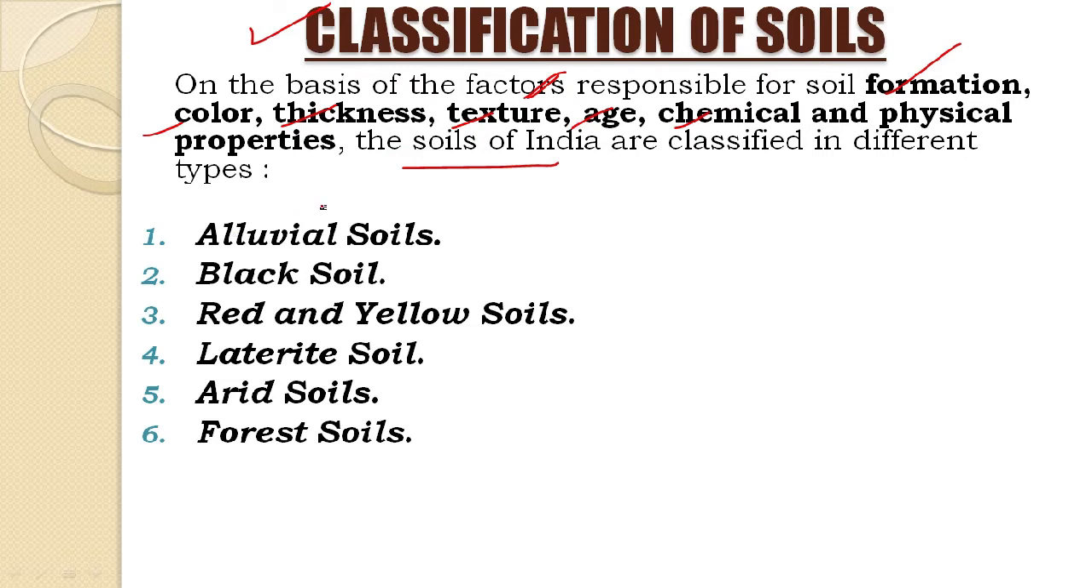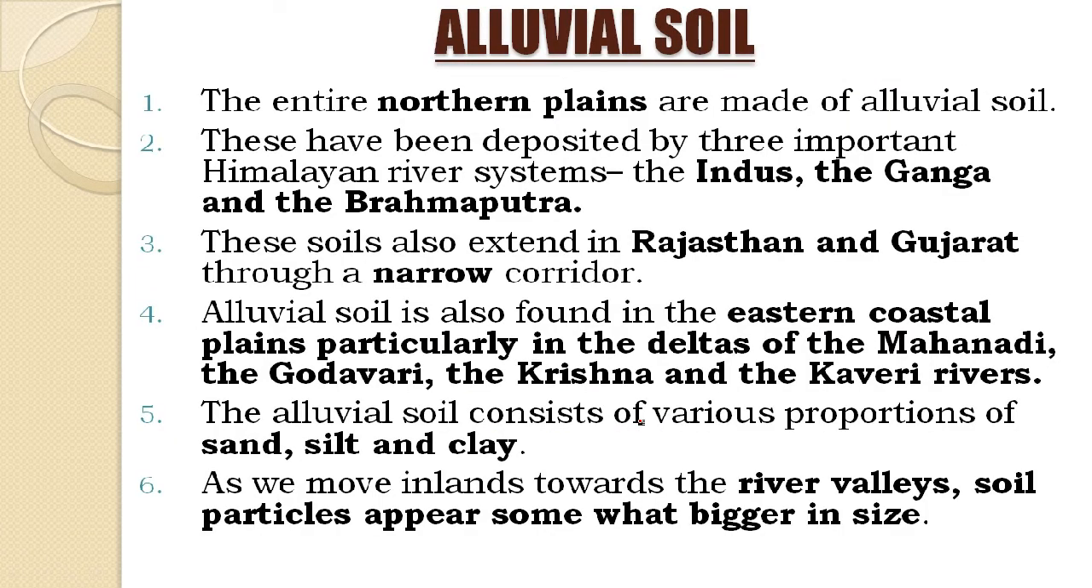For example, here we are going to study 6 different types of soils. The first one is alluvial soils, second one is black soil, third one is red and yellow soils, fourth one is laterite soils, fifth one is arid soils, sixth one is forest soils. Just to mention, fifth and sixth will be covered in the next lesson, and you will find arid soils in the desert areas and forest soils in the forests. Clear? So let us begin our discussion on alluvial soil.